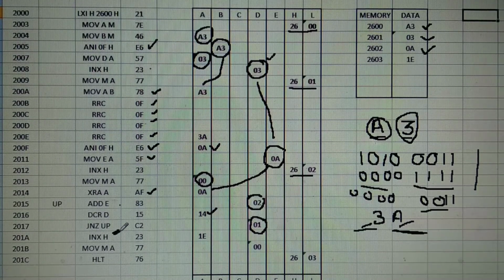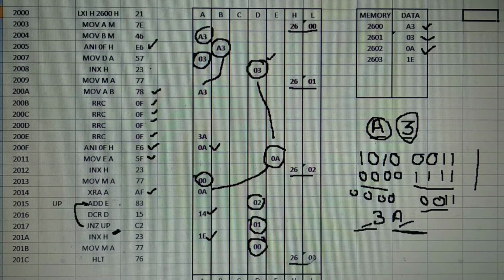JNZ, here 1 is the answer, not 0, therefore go to the instruction labeled up, again ADD E, you will get the answer 1E. Decrement D, here D becomes 0. If it is not 0 then go to the instruction labeled up, but now it is 0, therefore INX H, it becomes 2603, and whatever answer is in the accumulator, that is the product of these two numbers, store it in the given memory location, that is 2603. This is all about the program.